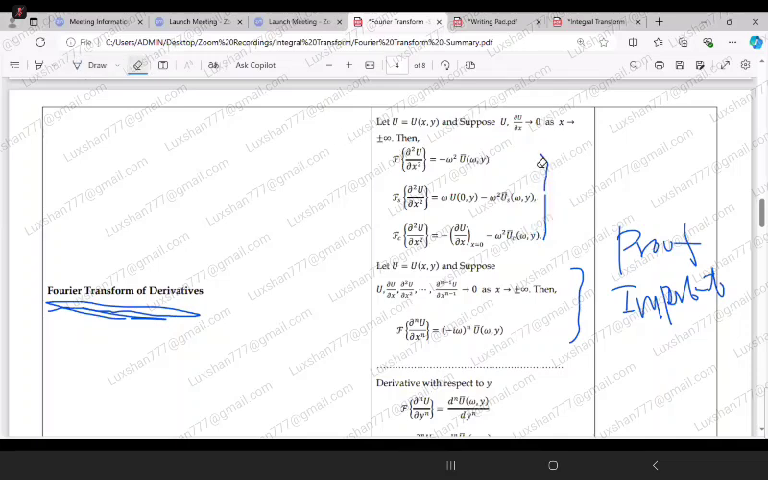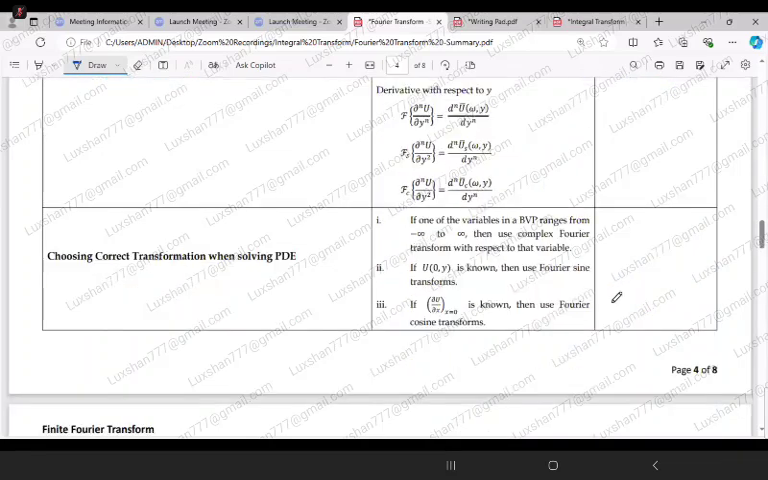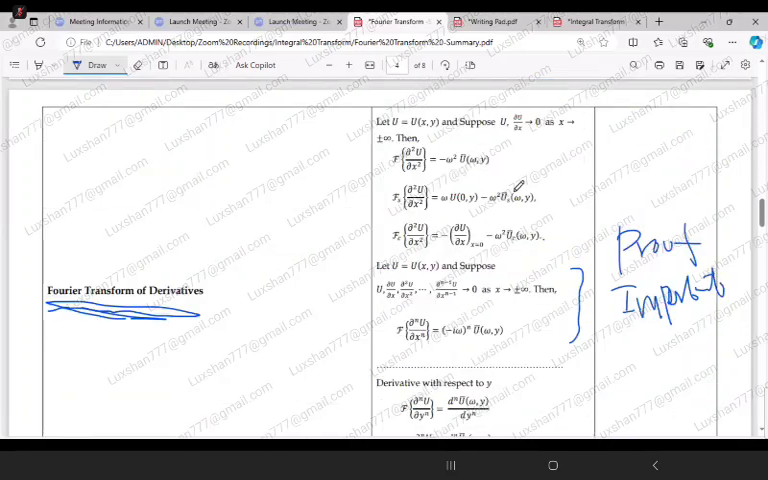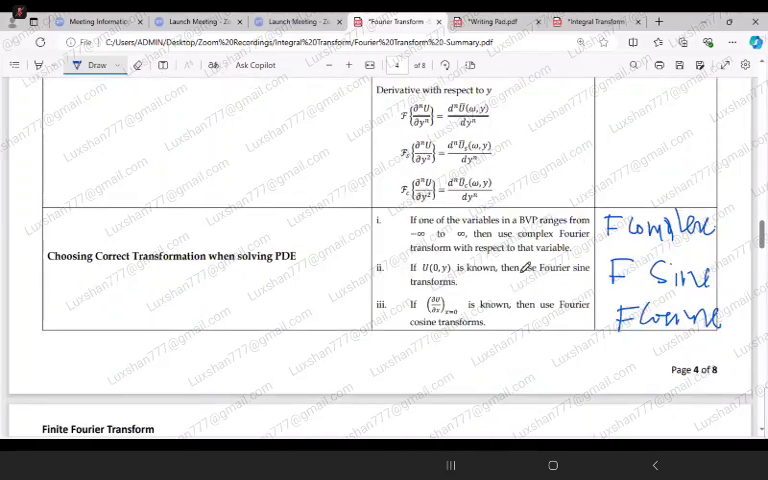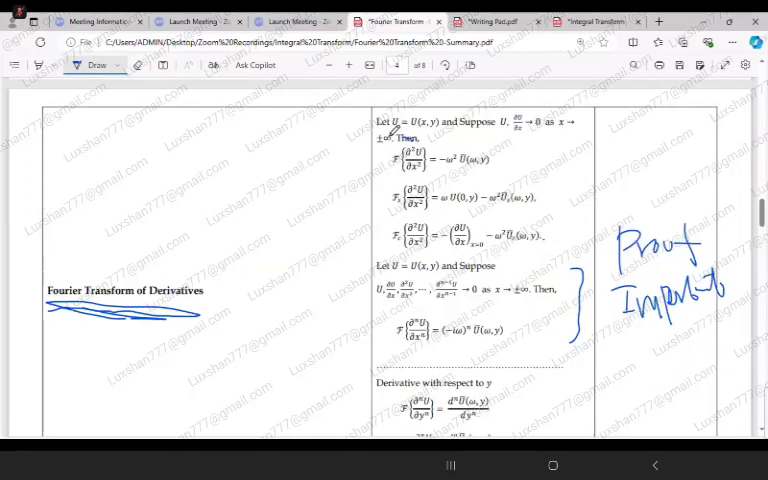From this, you can identify that if the range is minus infinity to plus infinity, now we come to that. We have three transformations: the Fourier complex transform, the Fourier sine transform, and the Fourier cosine transform. From the formula itself we can understand: if the range is minus infinity to plus infinity, then we use the Fourier complex transform.